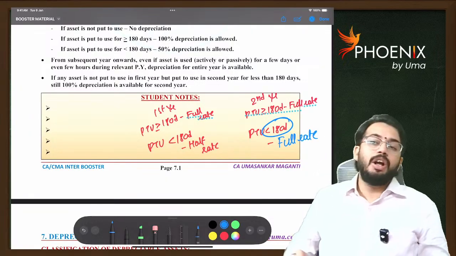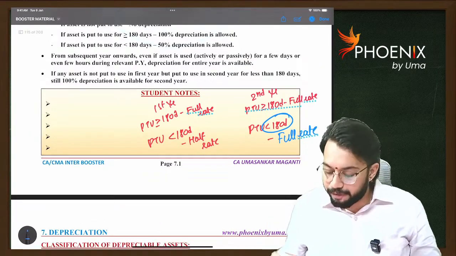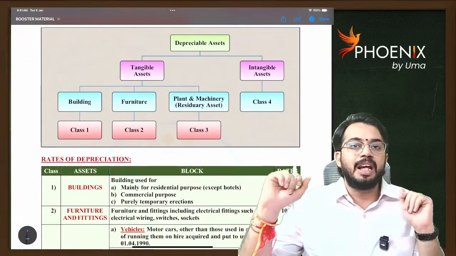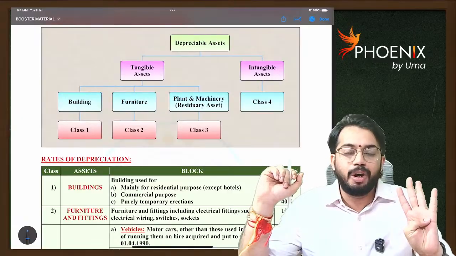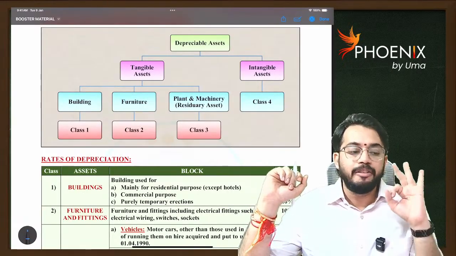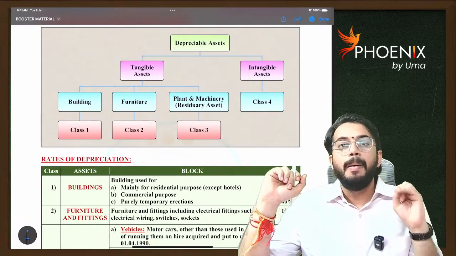So from second year onwards, even if the asset is put to use for less than 180 days, we will calculate the full rate of depreciation. Now, all depreciable assets are classified into 4 categories. First one is building. Second one is plant and machinery, furniture, intangible assets.